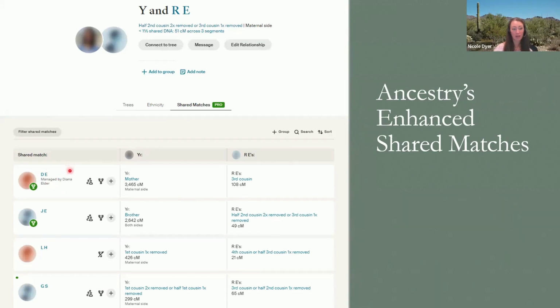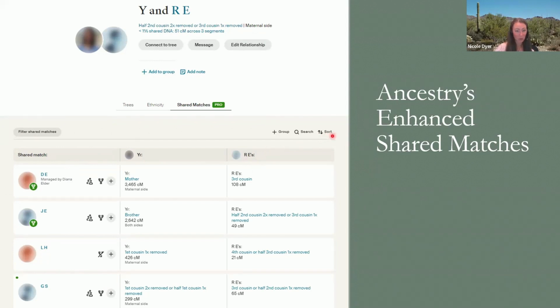And that's how the shared match list was placed in order in the past. I wish that it would allow me to filter and sort it based on RE's closest matches. That's what would be really helpful. But it doesn't do that right now.